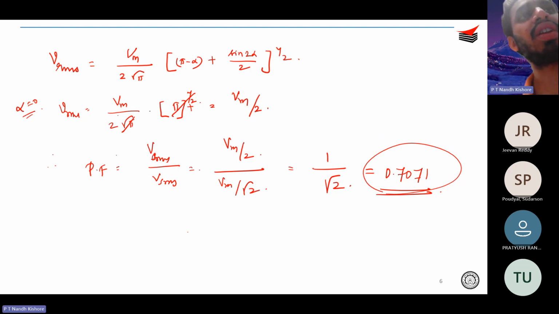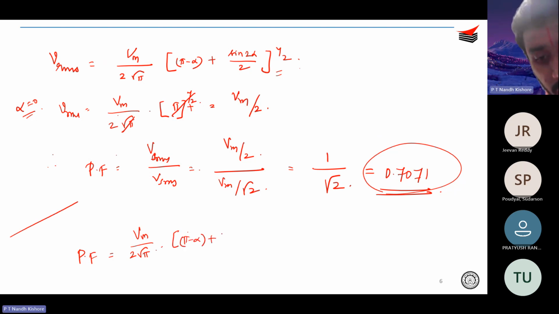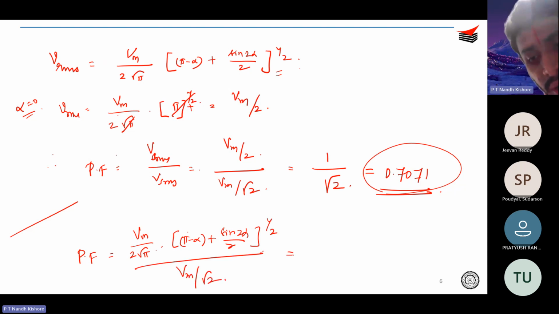Okay, so I think you get this. And of course, for any other value of alpha, you can compute from this expression, right? So you can just substitute this over here. So generically, we can conclude that V naught RMS by Vf RMS is going to be Vm by 2 root pi into root over pi minus alpha plus sine 2 alpha by 2 whole divided by Vm by root 2. Correct?